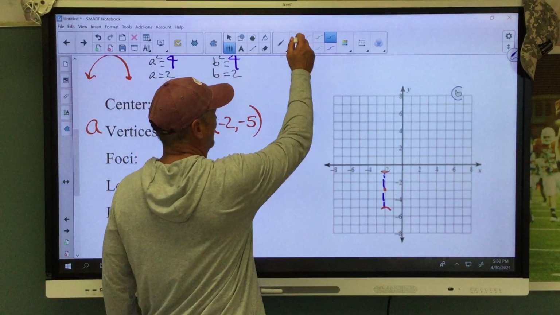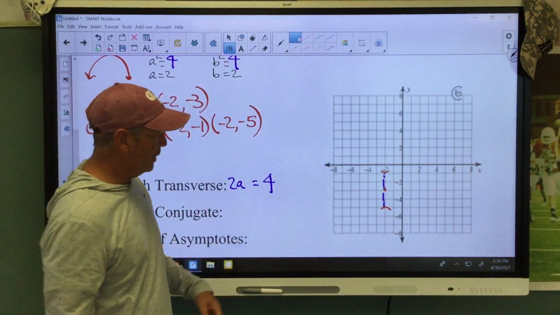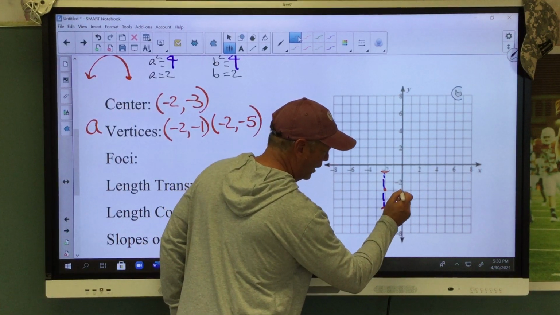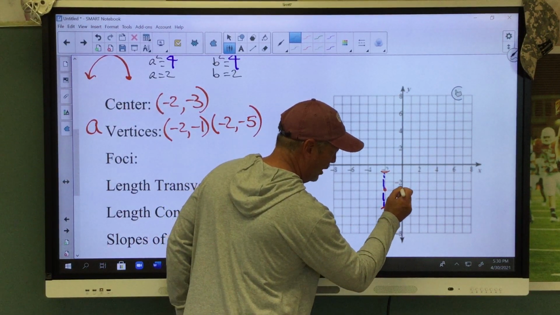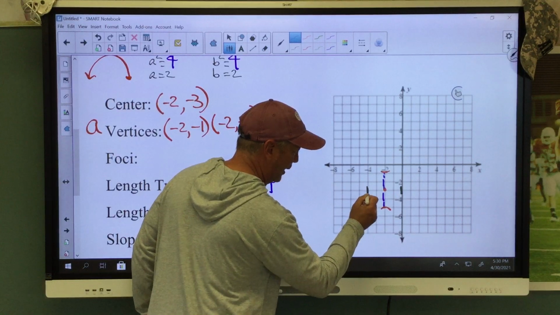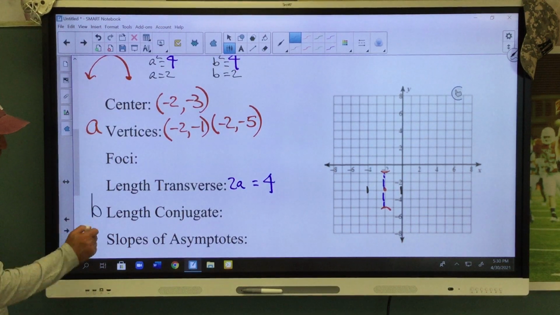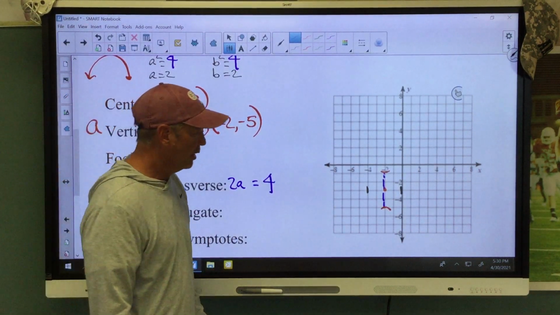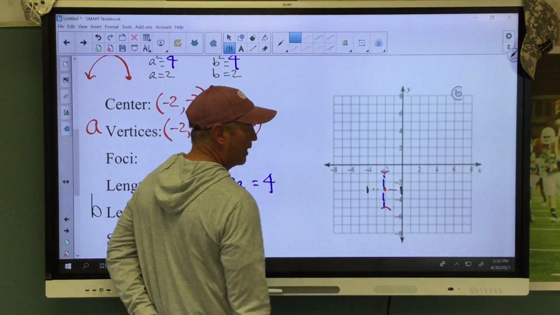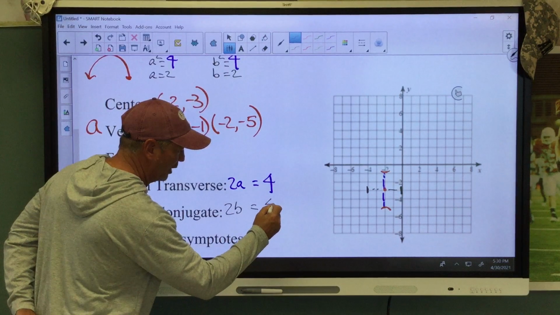You're also going to have another thing called the length of the conjugate axis. And it's going to be perpendicular, and we're going to go through the center, and we're going to say 1, 2. We're going to count 1, 2, and we're going to put a little line. And we're going to go the other way, 1, 2, and we're going to put a little line like that. Because our b value is 2, the b value is going to help you find the location of your conjugate axis. So from the edge of the conjugate to the other edge, that's going to be 2b. The length of the conjugate is 2b, which also equals 4.